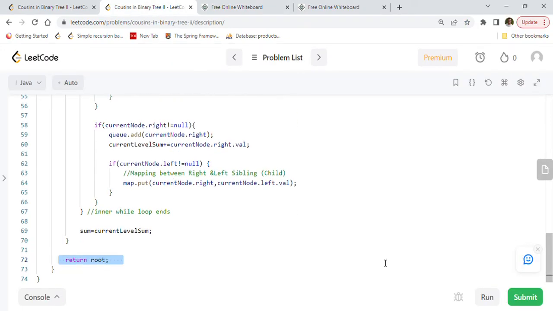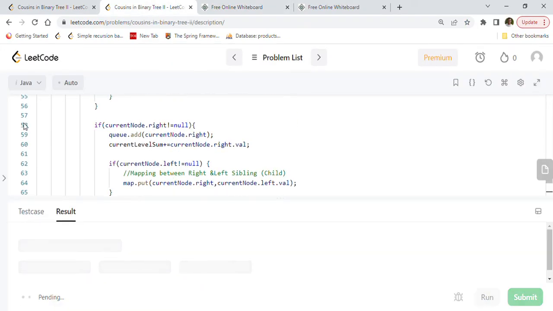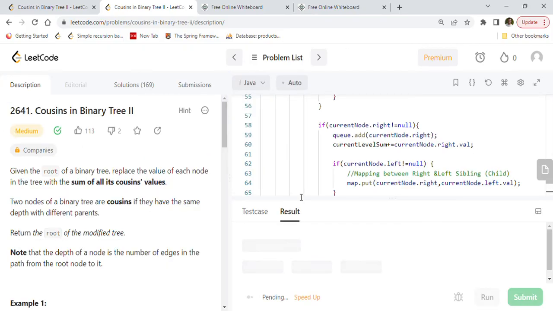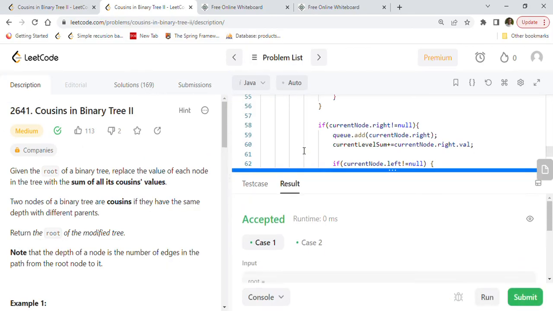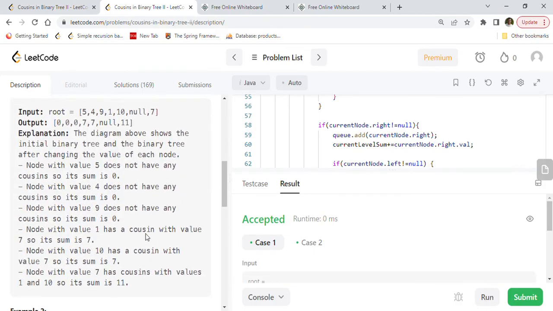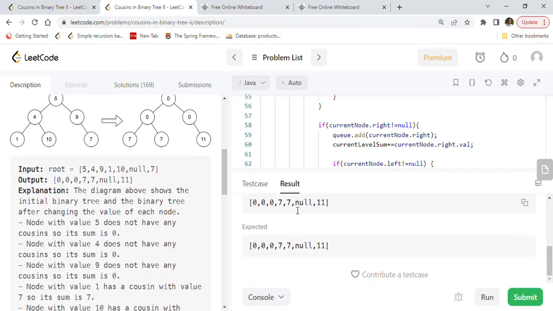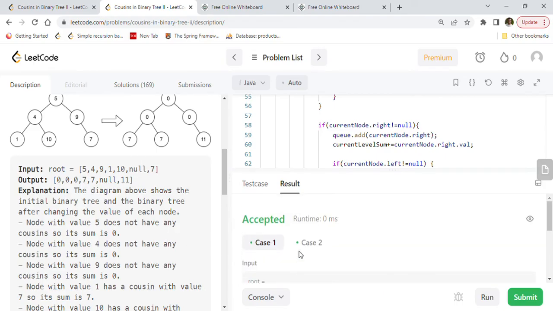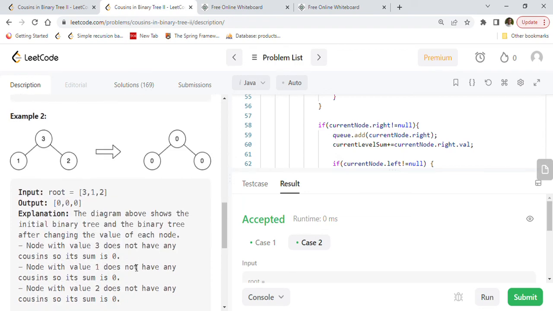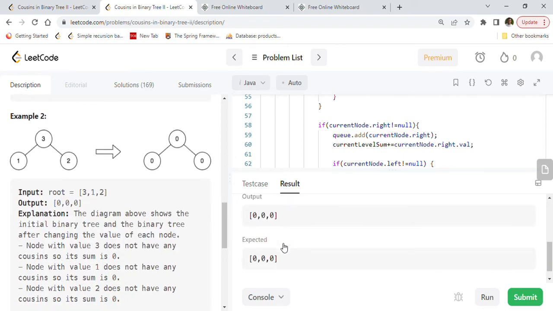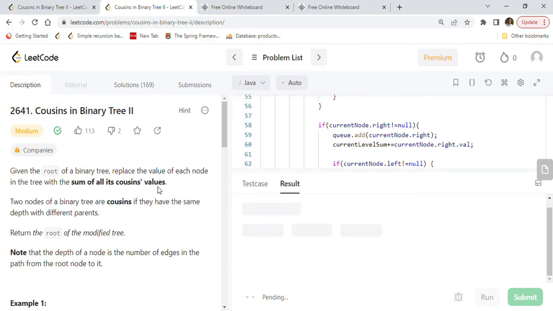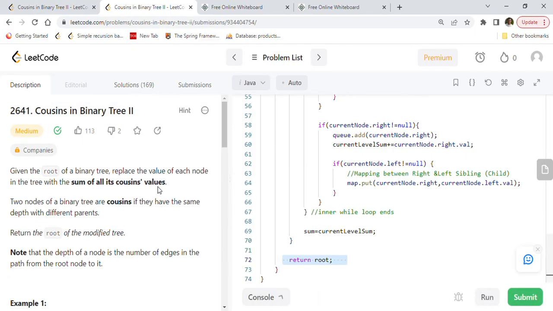So we are going to run this code now, to make sure it gives us correct answers. For the first example, we are expecting 0, 0, 0, 7, 7, null, 11, 11, the correct answer, as you can see here on the screen. And for the second example, we are expecting 0, 0, 0, the correct answer. Submit this code to Leetcode, make sure it gets accepted. And as you can see, the code is successfully accepted by Leetcode.